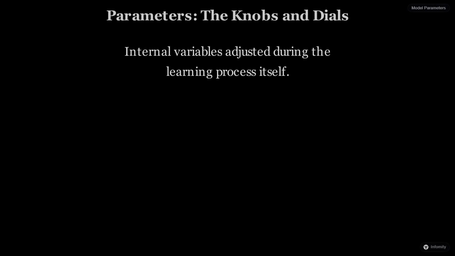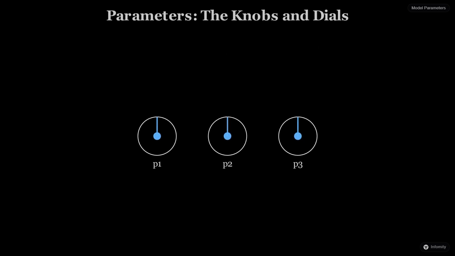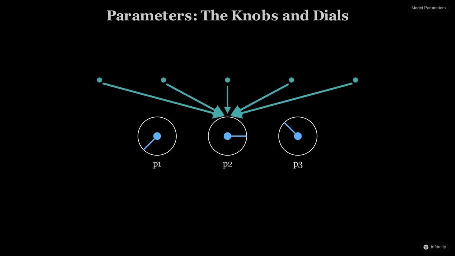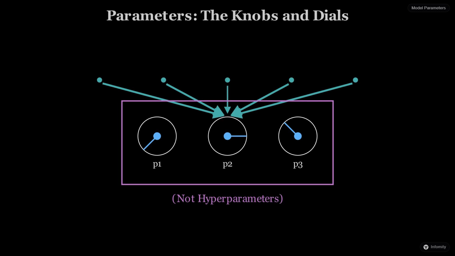Continuing our discussion, model parameters are the internal variables that a model adjusts during the learning process itself. You can think of them as the knobs and dials on a complex machine. Adjusting these parameters changes how a model processes data and makes predictions. These values are learned directly from the training data, allowing the model to adapt and generalize. They are distinct from hyperparameters, which are settings you choose before training begins.